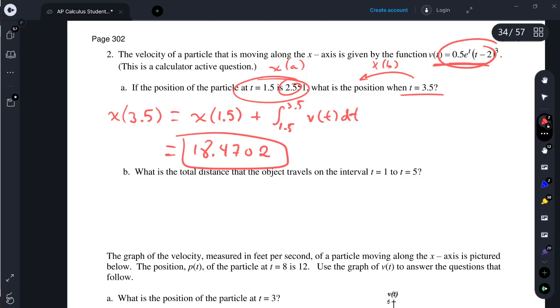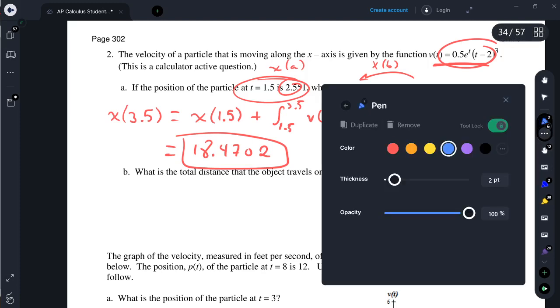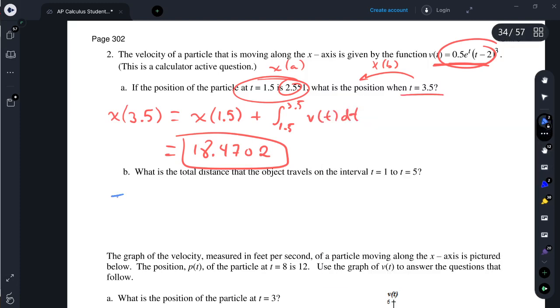Okay. The second one, what is the total distance of our object? For our total distance, the only difference now is that we're going to add on that absolute value. So we would say that the total distance is equal to the integral from 1 to 5. And on total distance, by the way, we do not care about the starting value. We don't care about what x of 1 is or the initial condition, because total distance is just how far did we go between 1 and 5. It doesn't matter where we started off. It just matters how far we traveled.